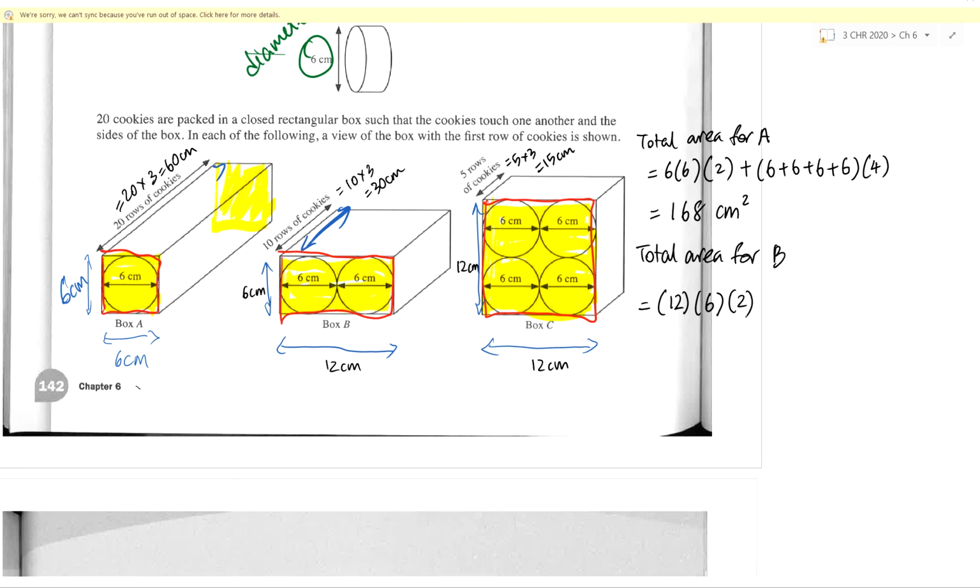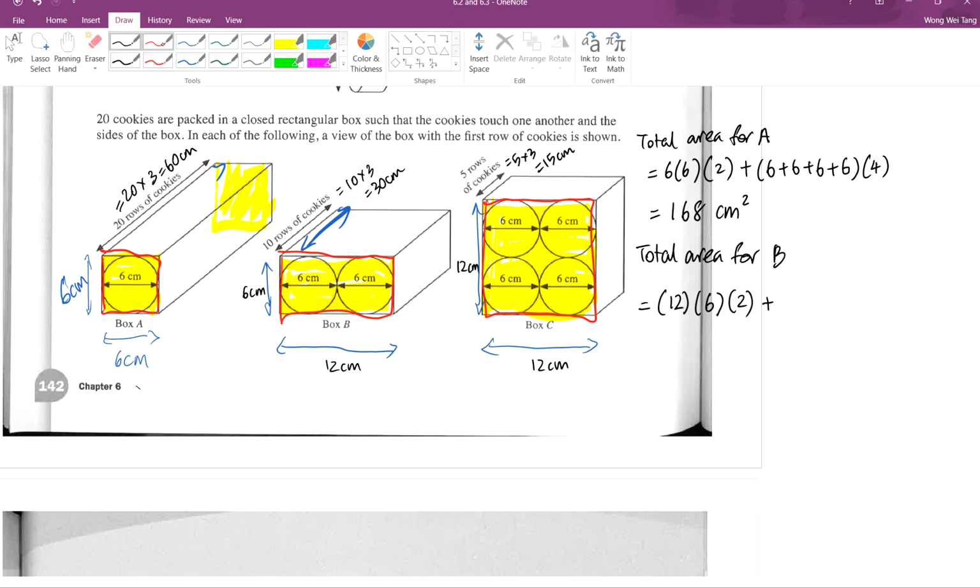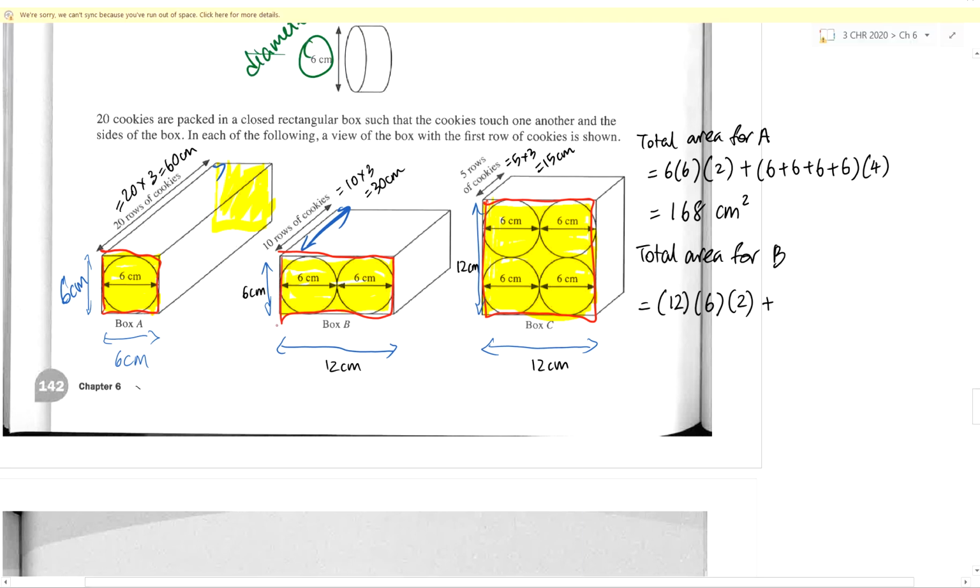So right now, I've got the 2 cross-sectional areas. I need to add the perimeter in red color. I just switch it to red. The perimeter is given by 6 plus 12 plus 6 plus 12. So that is the perimeter.